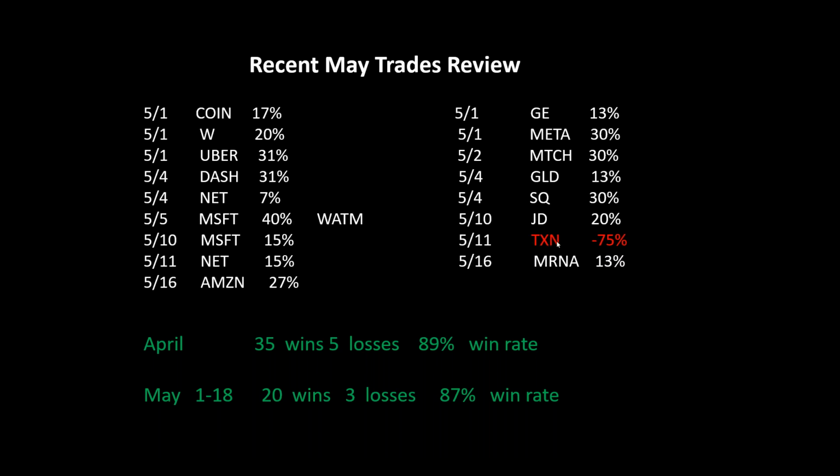And we had a loss here in Texas Instruments. All of that one day, all of the chip stocks went against us, so it gapped down. We didn't have too much choice on that one. But other than that, that's a pretty good record. Again, in April we had 35 wins and 5 losses for an 89% win rate. May 1st through 18th was 20 wins and 3 losses, 87% win rate.